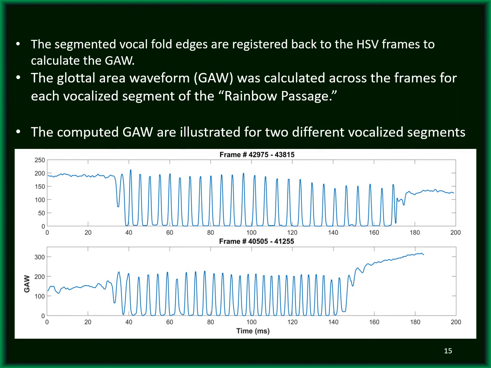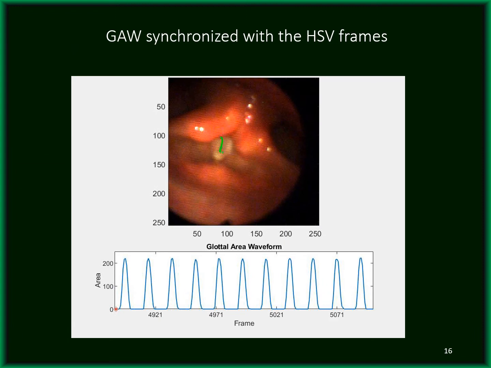After segmenting the vocal fold edges in all kymograms across different cross-sections of the vocal folds, the segmented vocal fold edges are registered back to the HSV frames to calculate the glottal area waveform. The glottal area waveform is computed across frames for each vocalized segment of the rainbow passage. You can see the calculated glottal area waveform for 2 different vocalized segments here. Here is a video that shows the detected edges of the vocal folds along with the calculated glottal area waveform.